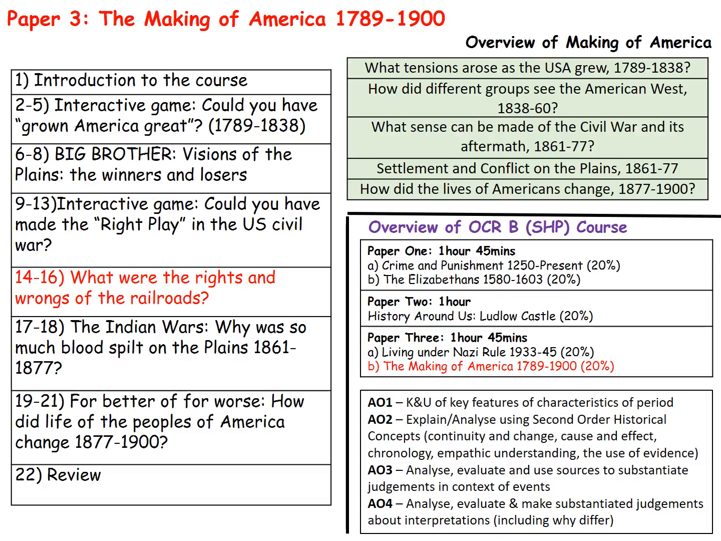Brief reminder as always of where this fits in. You can see there in the top right the 5 main topics that we'll be covering, and you can see that USA, the making of America, fits in the part of paper 3. It's the second half of paper 3, worth 20% on its own. The paper itself was worth 40%, and it's coupled with living under Nazi rule.